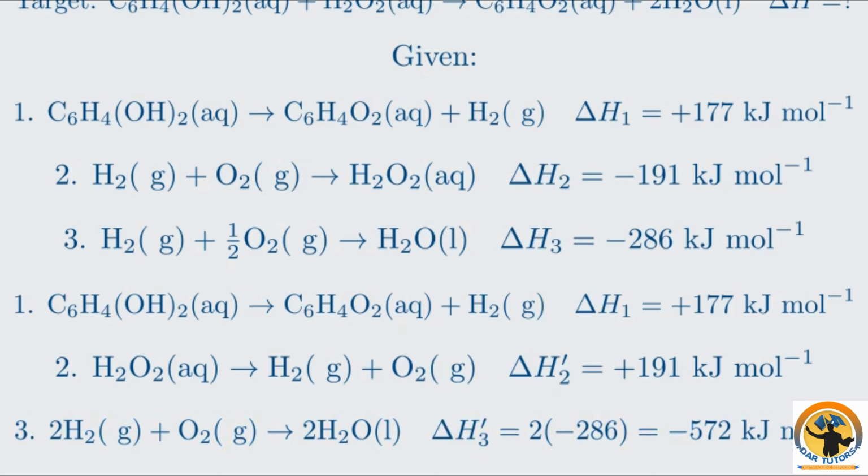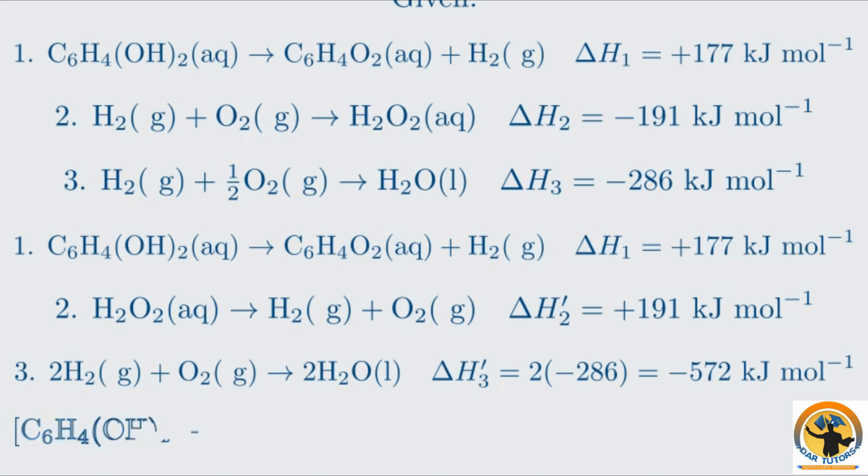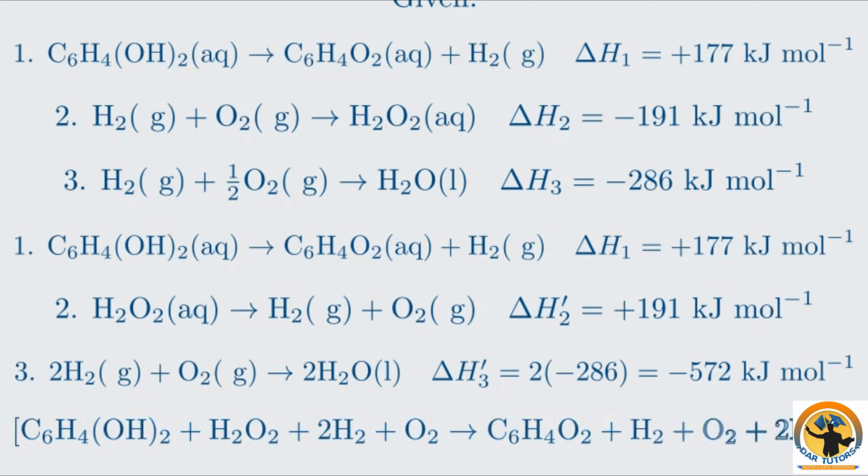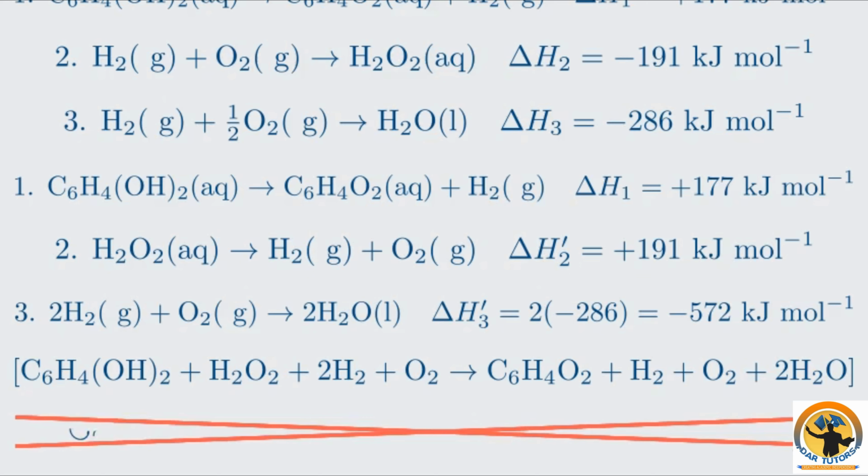Let's add the manipulated equations together. Adding our 3 new equations gives us this combination. We can see that 2 moles of hydrogen gas on the product side of reaction 1 and reaction 2 cancel with 2 moles of hydrogen gas on the reactant side of reaction 3. Also, 1 mole of oxygen gas on the product side of reaction 2 cancels with 1 mole of oxygen gas on the reactant side of reaction 3. What we're left with is our exact target equation.